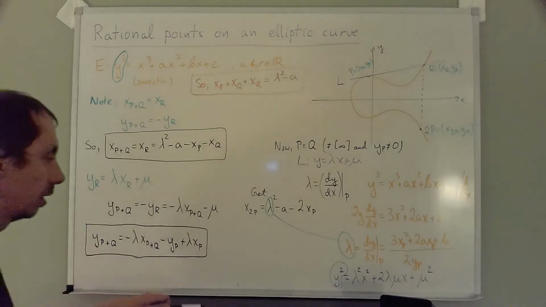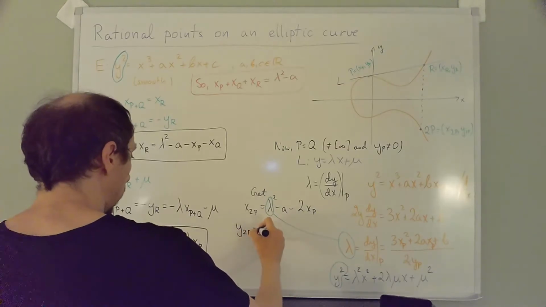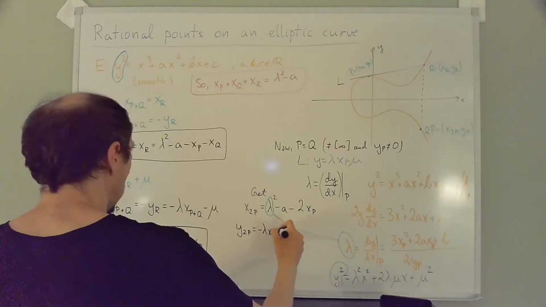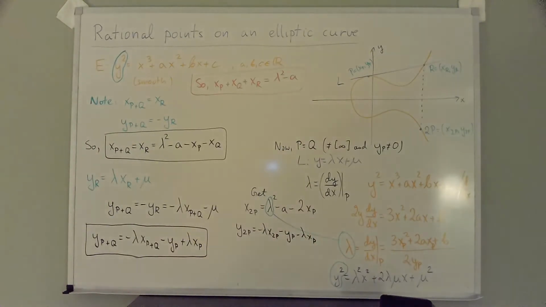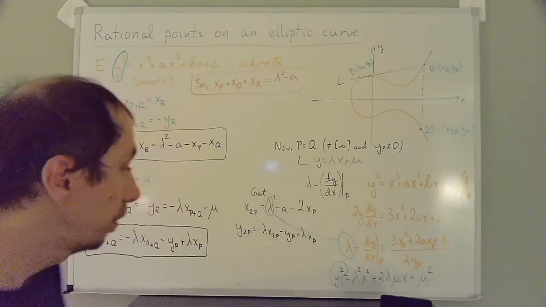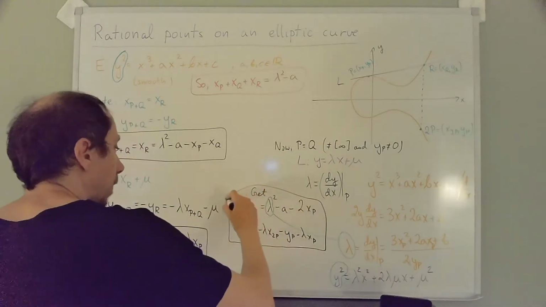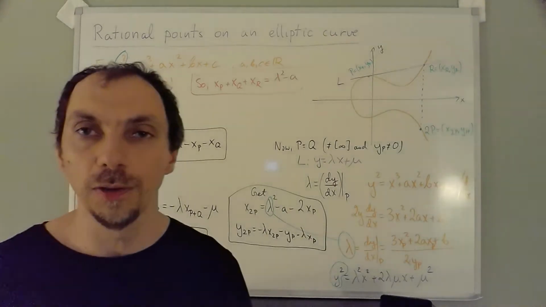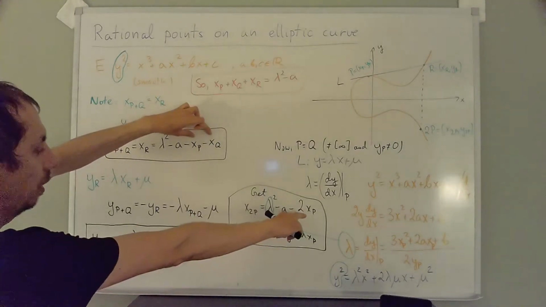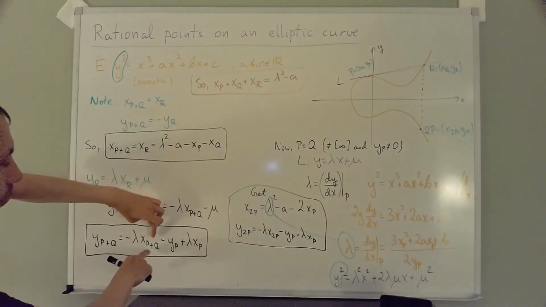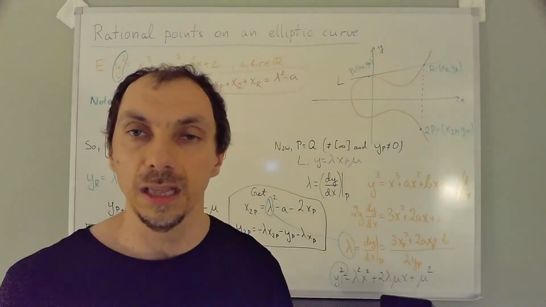And what about yp? It's exactly the same. It's like this, minus lambda xp, minus yp minus lambda xp. So exactly the same formula, except that it's a different lambda. All right, so here let me just box that. I just want you to notice that it's actually not two different formulas, because if I just put in p equal to q into this formula, I get that formula. And same here, if I just put p equal to q in this formula, I get that formula. The only thing that you have to be careful about is that lambda is different.